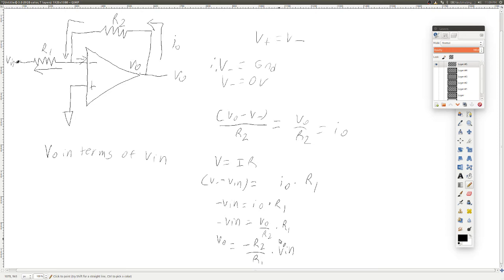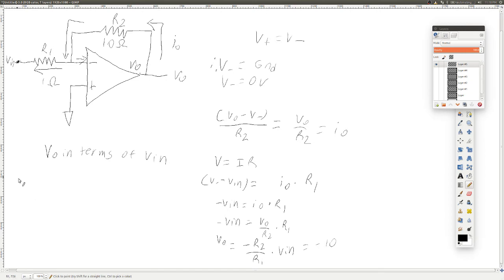Let's say that R2 is 10 and R1 is 1. So if we say that R2 is 10 ohms and R1 is 1 ohm, that means that negative R2 over R1 is equal to negative 10. So, negative? Seems a little weird, right?